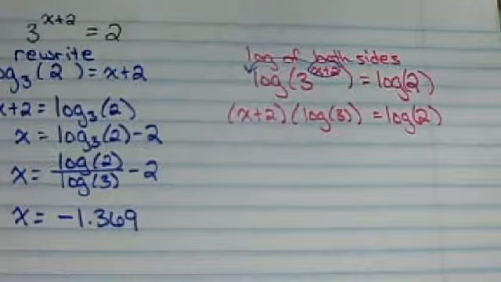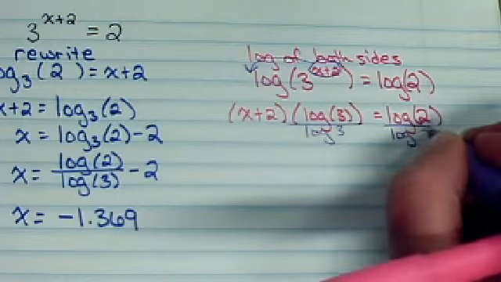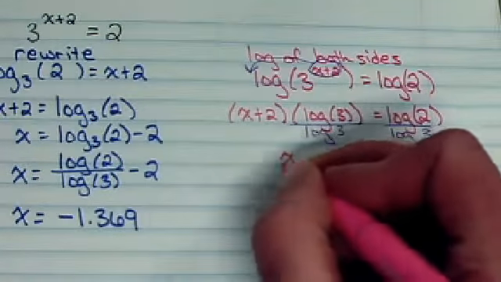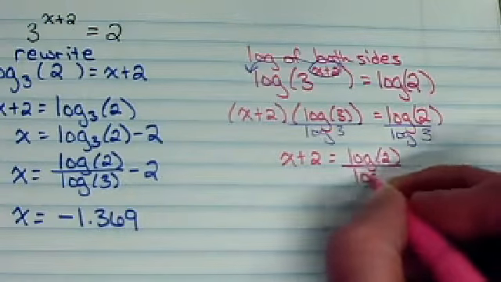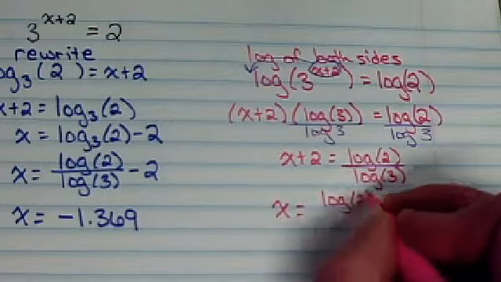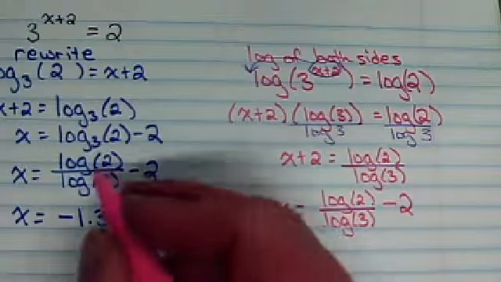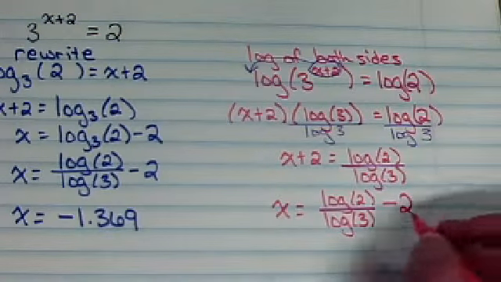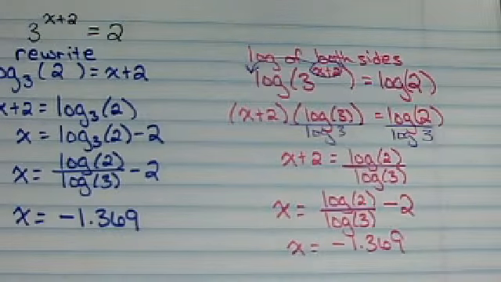Again, log of 3 is just a number, so I can divide both sides by it. So now I have x plus 2 equals the log of 2 divided by the log of 3, which would be x equals the log of 2 divided by the log of 3 minus 2, which is exactly what we got over there. So it would end up being the same decimal. Both ways work. It's just going to be whichever one is going to work best for you in that situation.